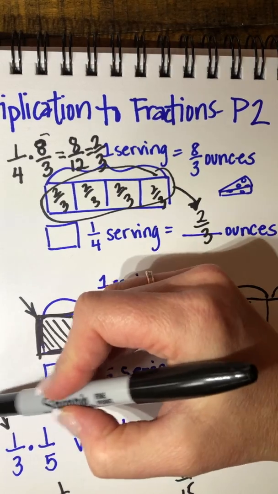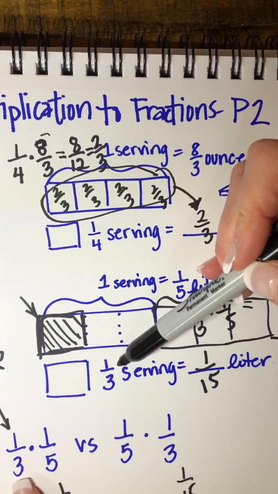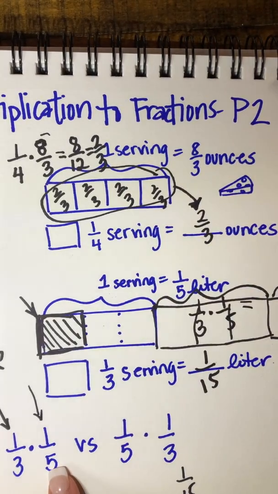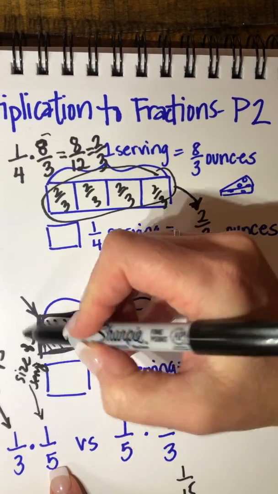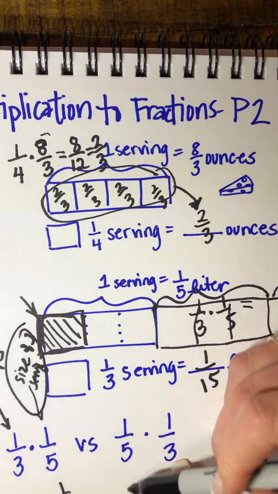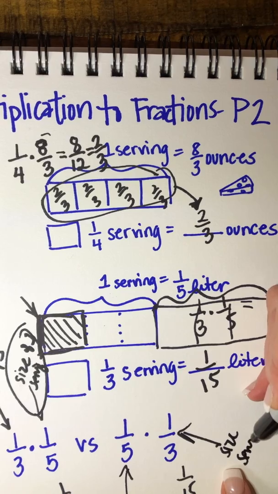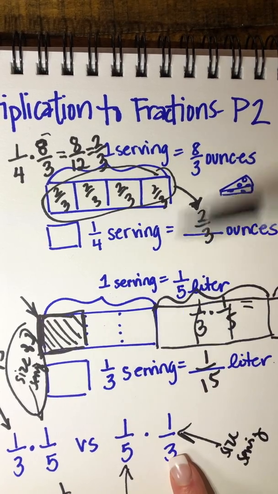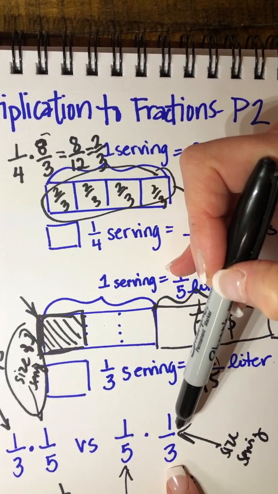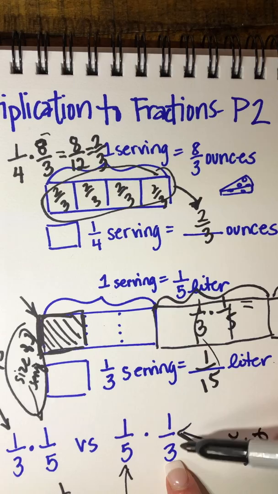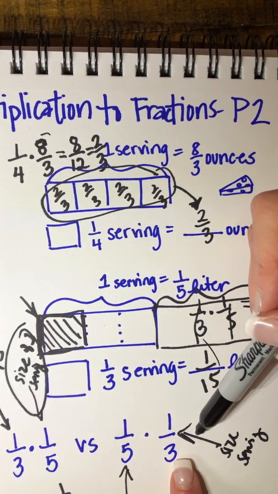Here, again, we're talking about the number of groups. So in this case, our number of groups was a third of a serving, whereas our 1/5 was the size of 1 serving. In this example, our number of groups is a fifth, but the size of our serving would be a third. So if we were to reword this problem using a fifth times a third, then our 1 serving would be a third of a liter, and we would be trying to find a fifth of a serving.